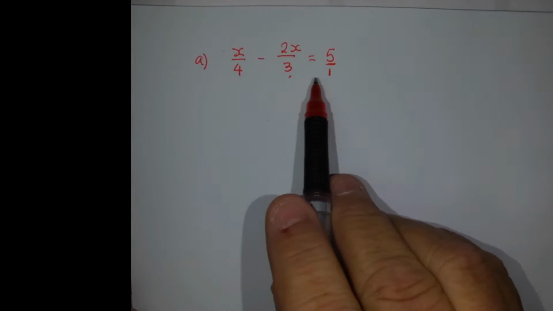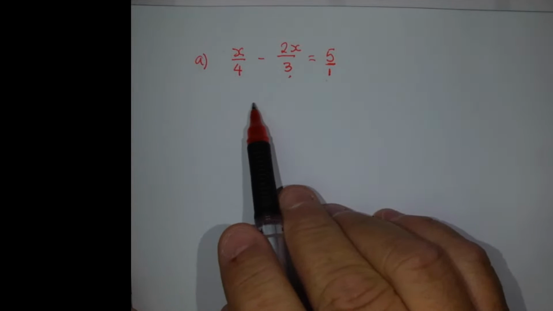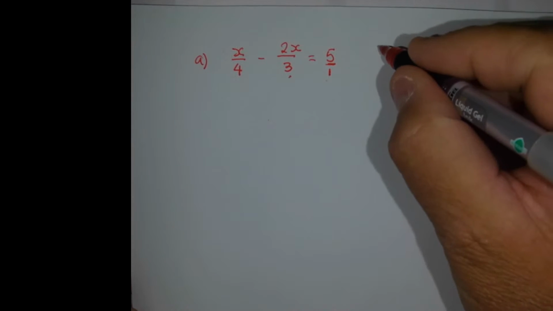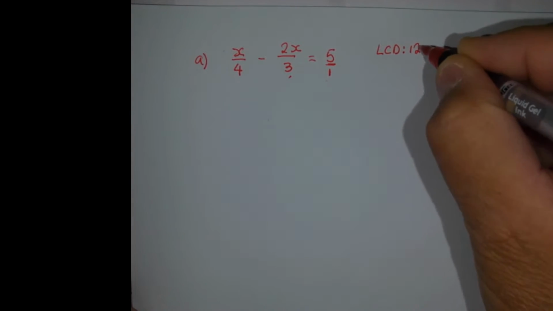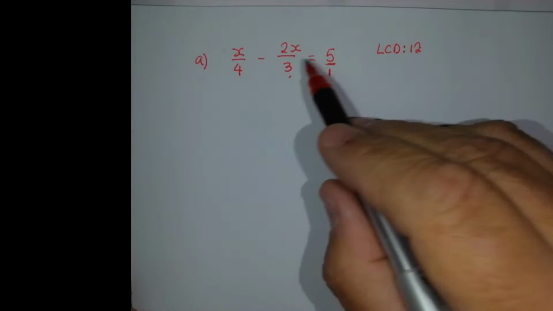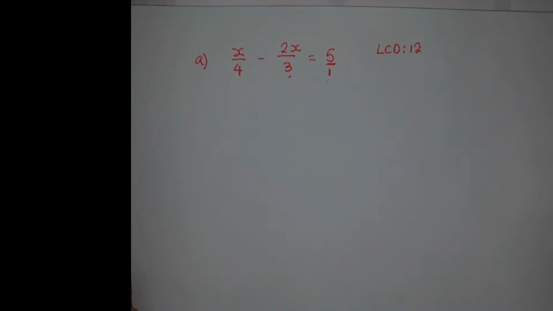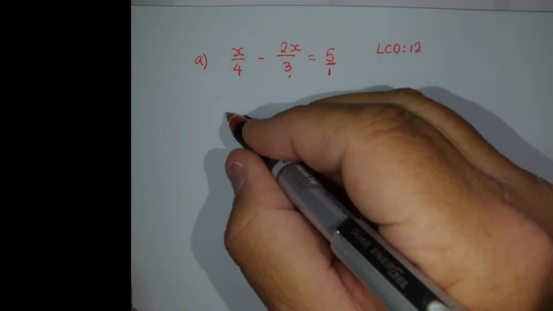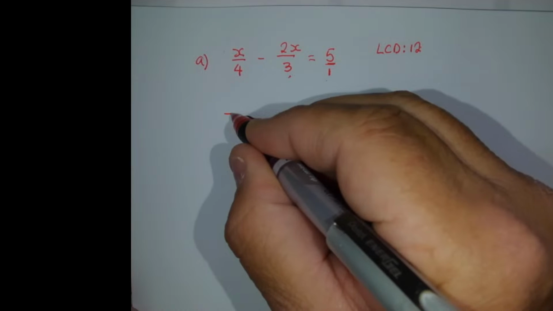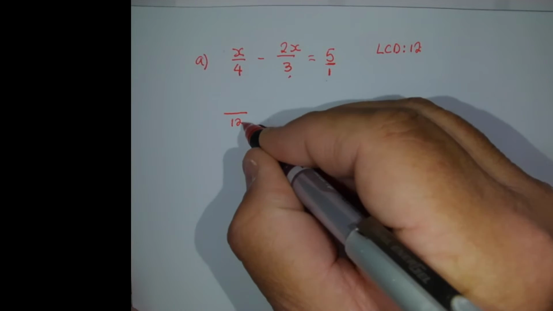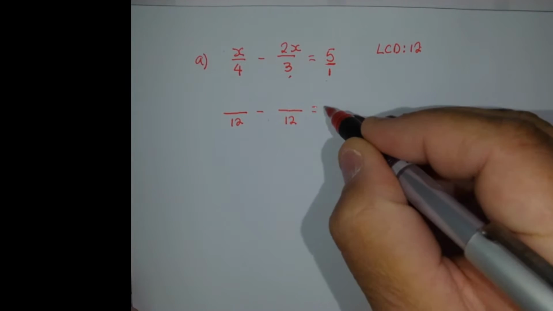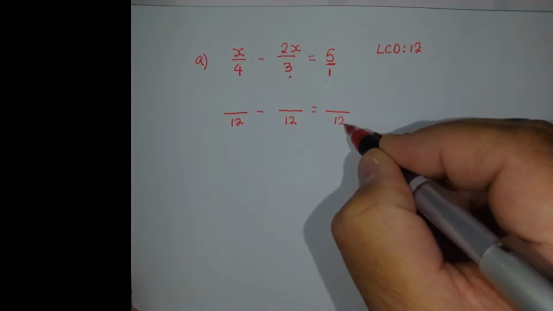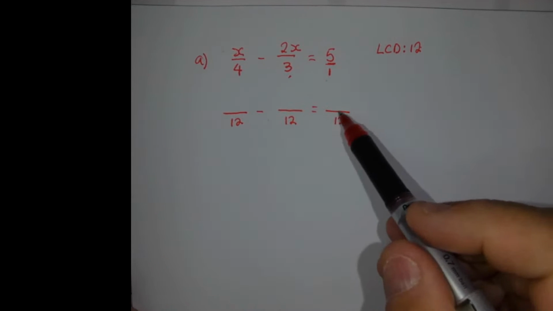When I look at 4, 3 and 1, where is my lowest common multiple of 4, 3 and 1? The lowest common multiple of 4, 3 and 1, which is my lowest common denominator, is 12, because 12 is a multiple of 4, 12 is a multiple of 3, and 12 obviously is a multiple of 1. So for me to solve the equation, I need all my denominators to be 12.